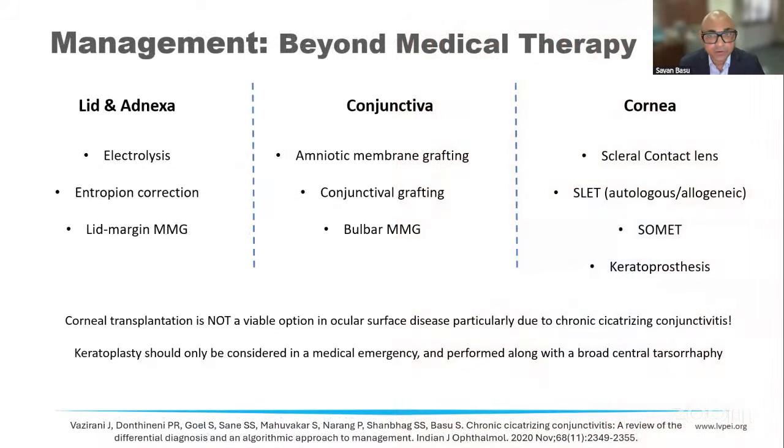So when you talk about beyond medical therapy, Hongxing touched upon immunosuppression, and you can do this topically as well, along with lubrication, which you use in almost every such case. But you're looking at reconstruction either of the lid or the adnexa, which can be in the form of electrolysis, entropion correction, mucous membrane grafting, or in the conjunctiva, which can be in the form of amniotic membrane grafting, which is for something temporary, or conjunctival grafting, or bulbar mucous membrane grafting. And in the cornea, you do visual rehabilitation with scleral contact lenses, SLET, SOMET, and keratoprosthesis.